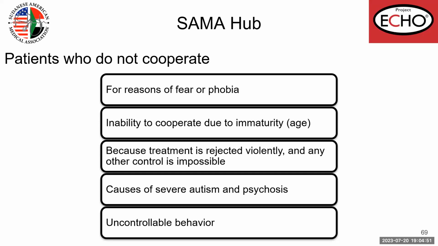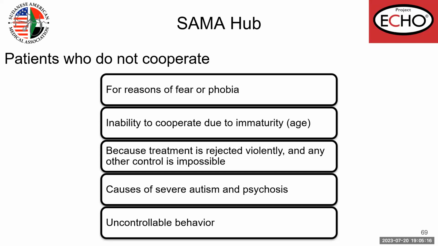Inability to cooperate due to immaturity. Sometimes they are very young. You remember in the ECC course that usually they are about 2 years old with severe ECC, and you need to do a full mouth rehabilitation with pulp therapy and crowns. So they cannot cooperate, and you have to go to general anesthesia. Or if they violently reject the treatment, and usually this happens to us with teenagers.